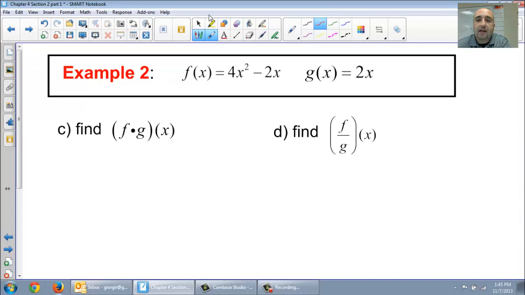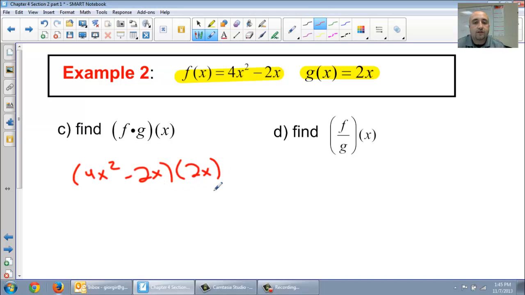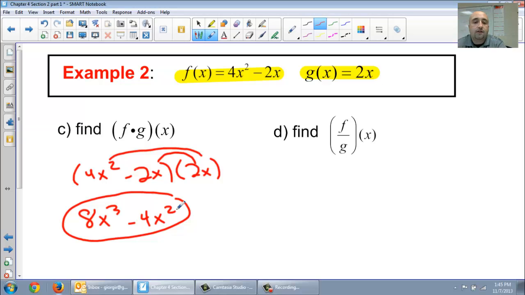All right, moving on. Once again, notice that they're the same two equations. They have not changed. We are going to now multiply f times g. So 4x squared minus 2x times 2x. So basically this is just a distribution problem. 2x times 4x squared is 8x to the third. And 2x times a negative 2x is negative 4x squared. No like terms, so I'm done.